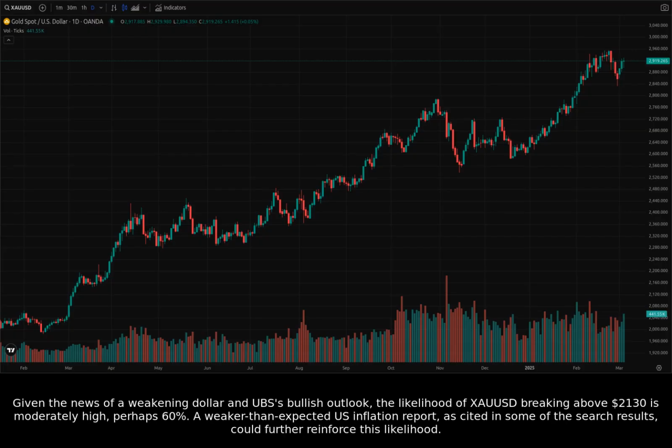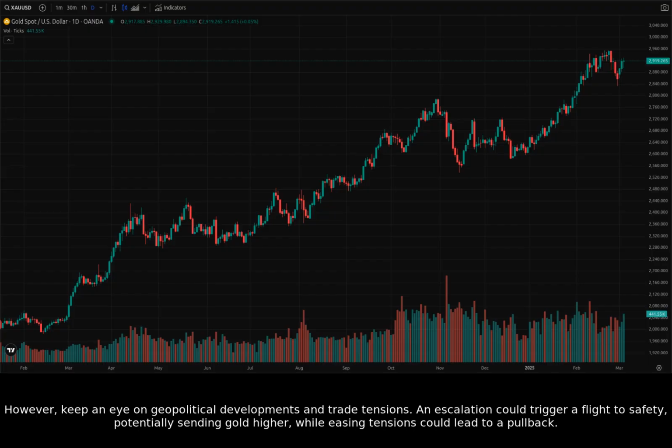Given the news of a weakening dollar and UBS's bullish outlook, the likelihood of XAUUSD breaking above $2,130 is moderately high, perhaps 60%. A weaker-than-expected U.S. inflation report, as cited in some of the search results, could further reinforce this likelihood. However, keep an eye on geopolitical developments and trade tensions. An escalation could trigger a flight to safety, potentially sending gold higher, while easing tensions could lead to a pullback.